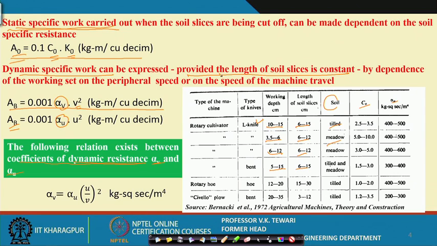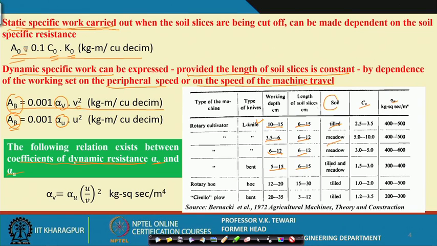Now, this is one thing which needs to be looked into: the length of the soil slice is constant. Although it is an assumption, many a time this may not happen. The soil slice length may vary depending upon the speed and depending upon the design. It may vary, but we are assuming here that the length of soil slices is always constant. So, depending on the peripheral speed or on the speed of machine travel, we can get these dynamic values of A B, that is the dynamic specific work.